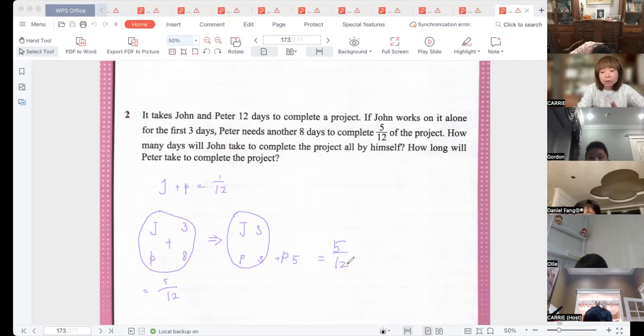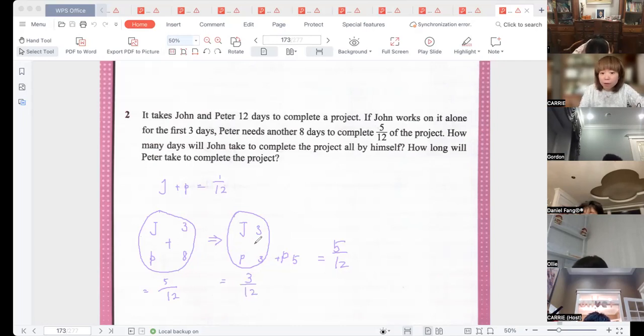Ollie maybe asked me why we have to do Peter 3 days and Peter 5 days. Because we don't know separately what Peter's rate is for 1 day, or what John's rate is for 1 day, but I know what their rate is together. So let me ask you, 1 day they do 1/12, so 3 days you do what, Daniel? 3/12. Very good. 3/12.